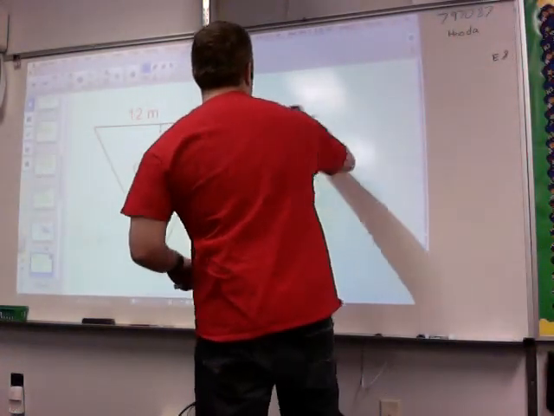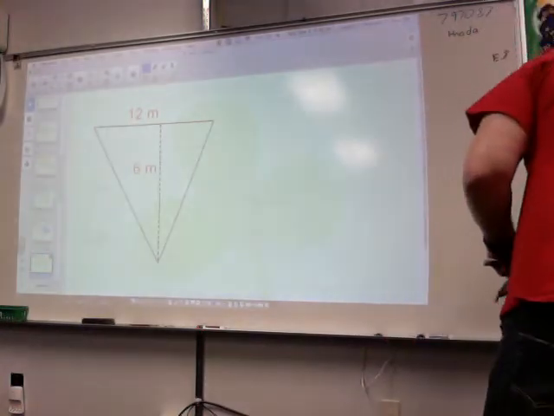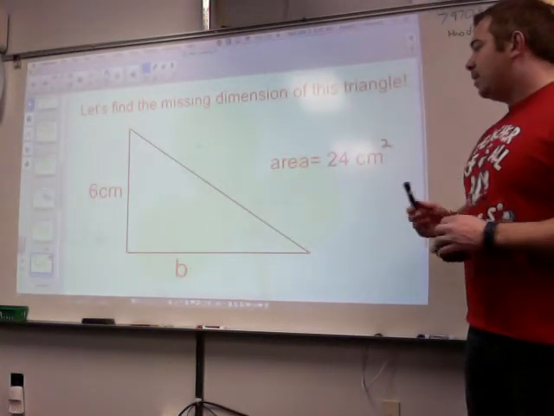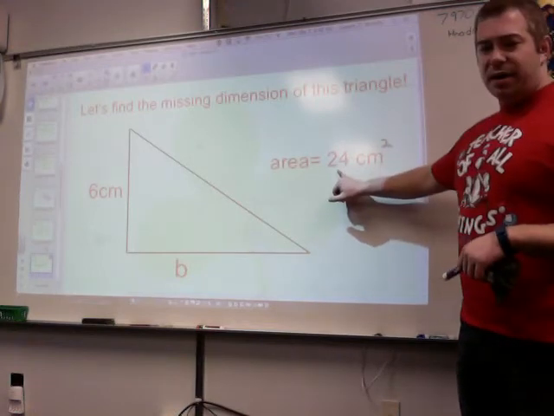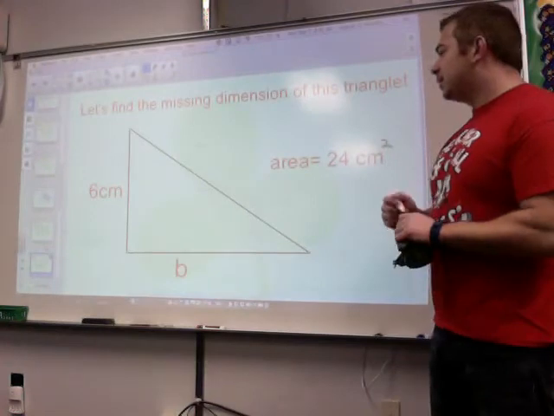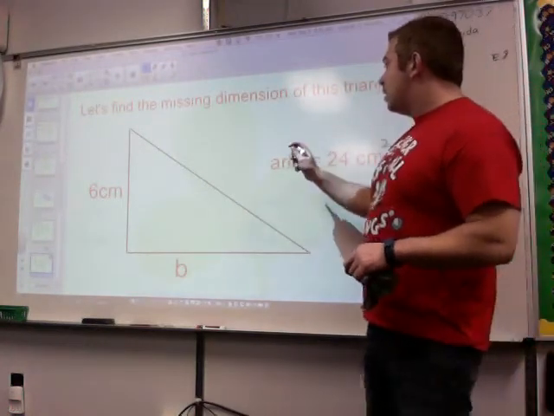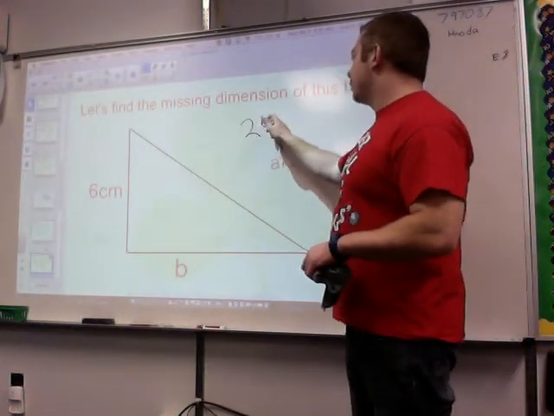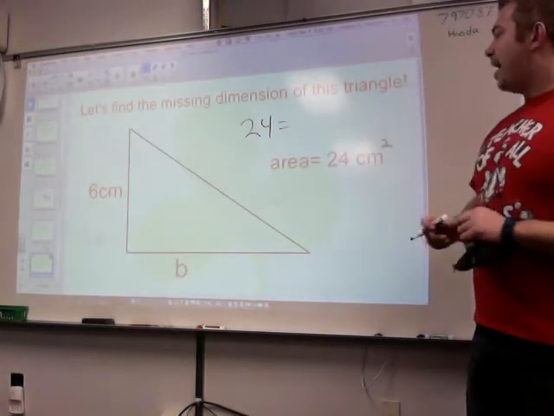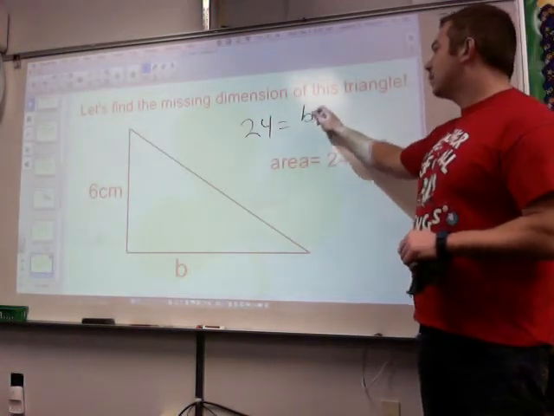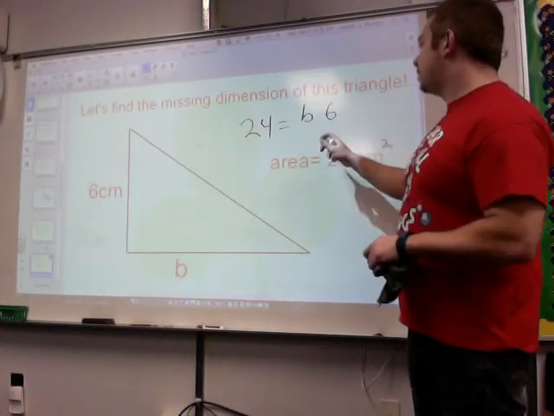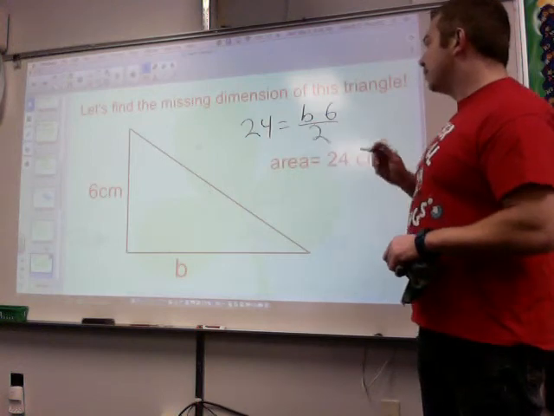Next page will be a little bit harder, but nothing we can't handle. Let's find the missing dimension of this triangle. This time I have the area, I have my height, but I don't have my base. So let's plug this in. My area is 24, and I have my base, I don't know, times my height, which is 6. I'm going to divide that by 2.